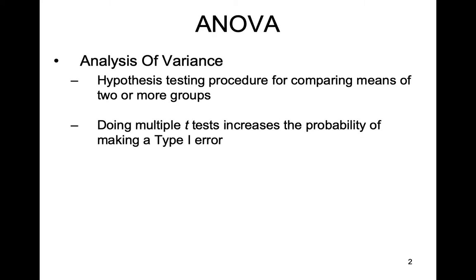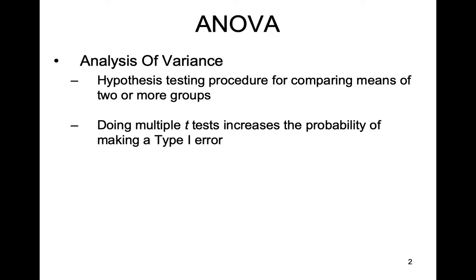We do an analysis of variance because doing multiple t-tests increases the probability of making a type 1 error. Recall that a type 1 error is saying that there is a true effect in the population when indeed there isn't. So we say that we have a statistically significant result when we don't. By convention, we set our chance of making a type 1 error at an alpha level of 0.05 in psychology and other social behavioral sciences.